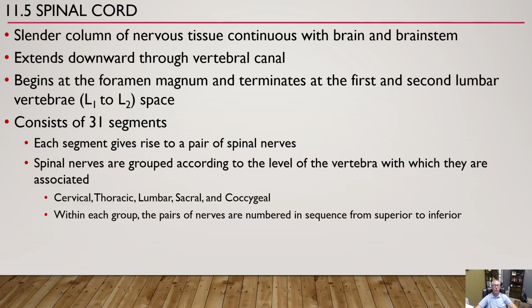All right, your spinal cord. Remember, your spinal cord comes off of the brain and brainstem, and it goes down through the central canal of the vertebral column. Your spinal cord comes through that hole in the base of your brain, called the foramen magnum. I mentioned that a couple times with brain herniation. Hopefully, we never have a brain herniation. And your spinal cord actually terminates around the first and second lumbar vertebrae, around that L1, L2 space.